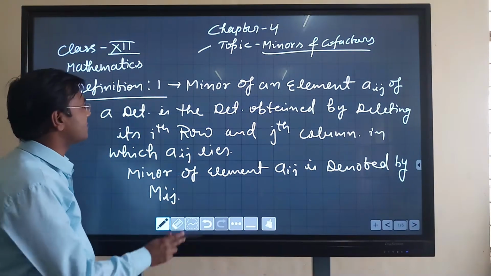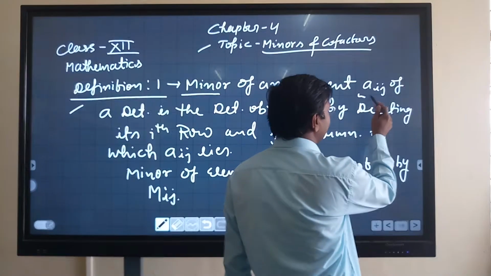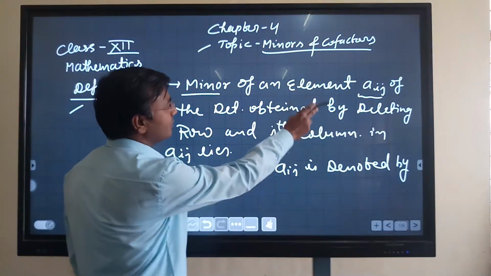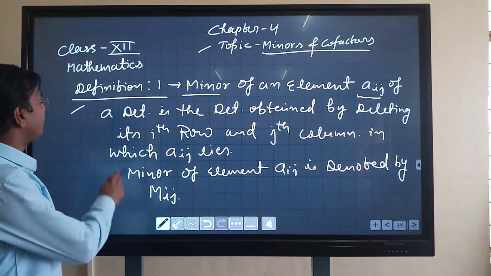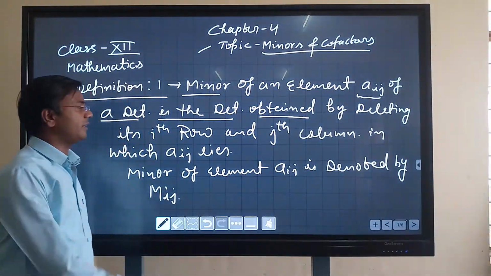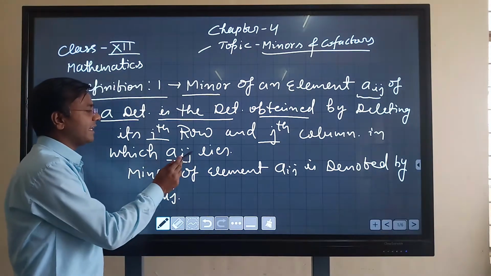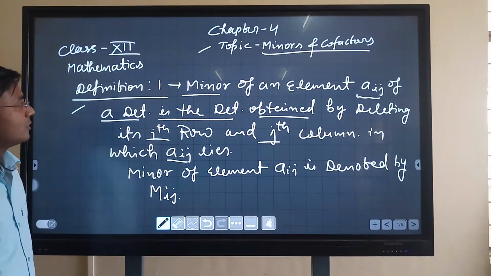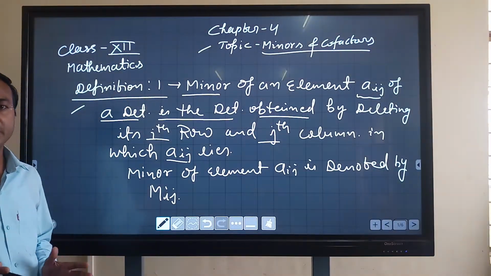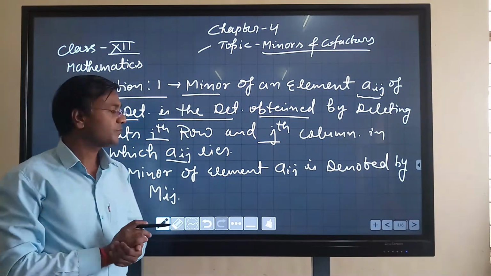What does the definition state? Minor of an element, that is, generally we take Aij to denote any element. So the minor of an element Aij of a determinant is the determinant which is obtained by deleting the ith row and jth column in which that element lies. Okay, so the minor of any element Aij is the determinant which can be obtained by deleting that row and column in which that element lies.